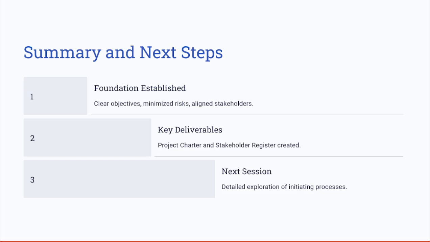To summarize our session here, the initiation process group establishes the foundation for project success by defining clear objectives, minimizing risks, and aligning the stakeholders. The next session will give a better understanding of the specific processes, including creating the project charter and the stakeholder register, and the tools involved in each of these processes that make this phase more effective.